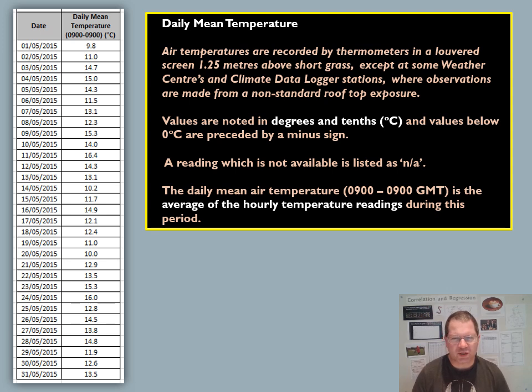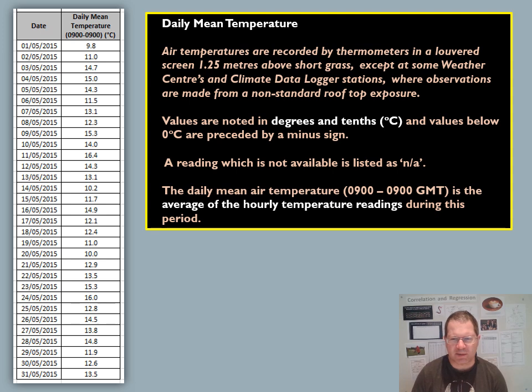The first column in the spreadsheet is the daily mean temperature. Don't need to worry about the first bit, about the air temperatures being recorded 1.25 meters above short grass. What's important is how they are measured. They are measured in degrees and tenths, so 9.8 on the 1st of May, 11.0 on the 2nd. If there were any negative values, i.e. ones below 0, they would be recorded with a minus sign in front of them, but there aren't any in Heathrow here. Any readings which weren't available would have been listed as NA. Again, there aren't any of those here.